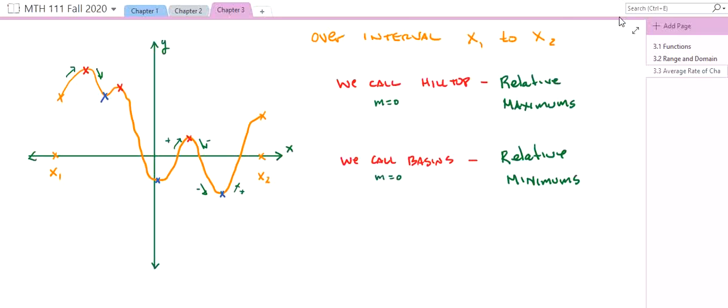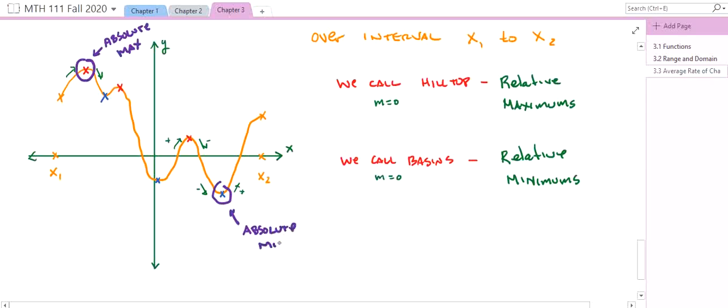Well, we can choose the largest of the relative maximums, and this is an absolute maximum. And the largest of the relative minimums is our absolute minimum over this interval.